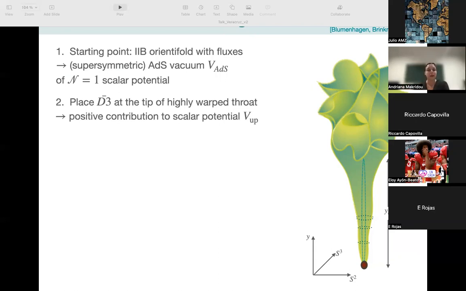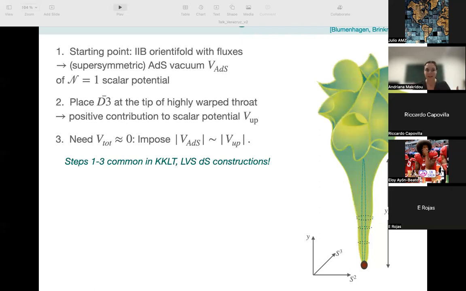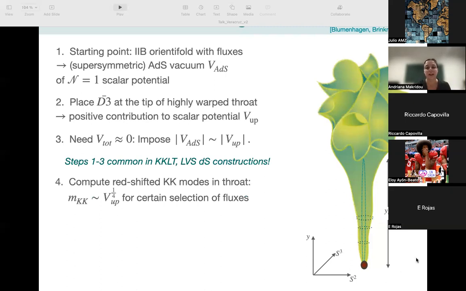The throat has to be very long and highly warped so that the positive contribution is highly redshifted, so we can balance out the exact value of the AdS vacuum. And then one is imposing the total value of the positive cosmological constant that will come out. So the de Sitter vacuum has a very small value. It's actually compatible with observations. And imposing this kind of relation, one can actually estimate what the scaling of the Kaluza-Klein modes in the throat is. And we find exactly this scaling, V = m to the 4th.